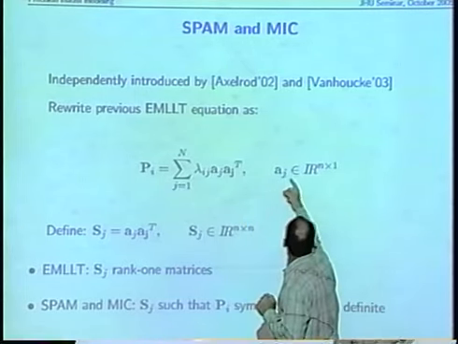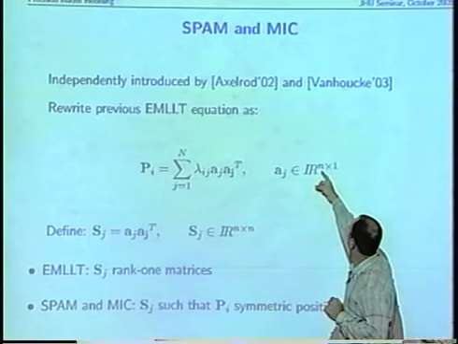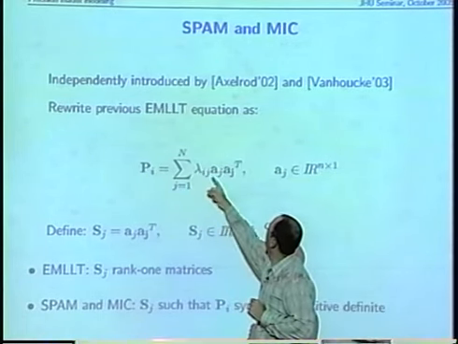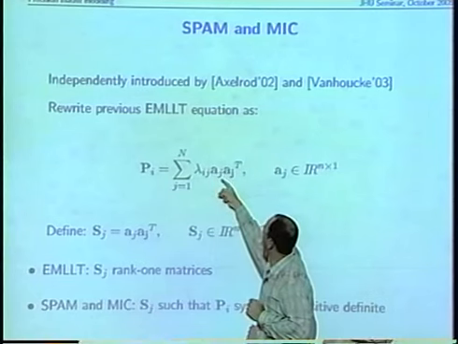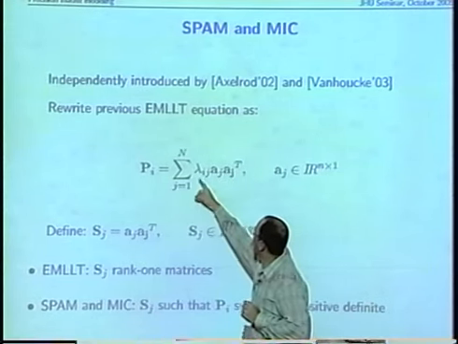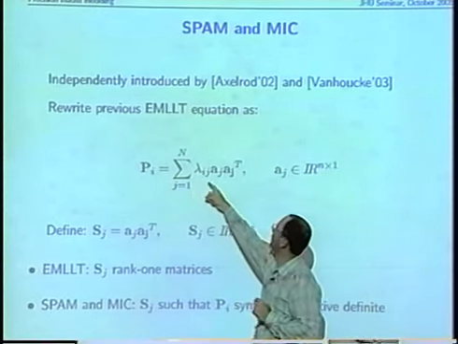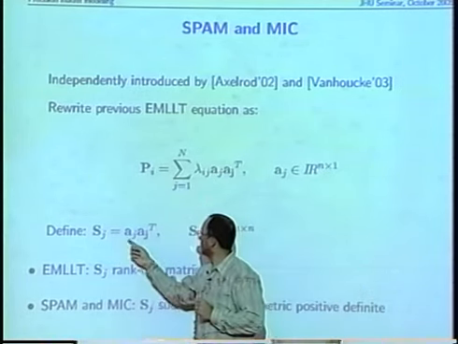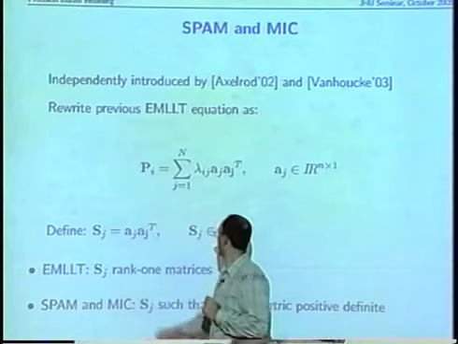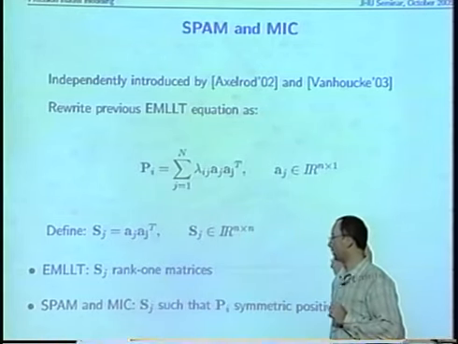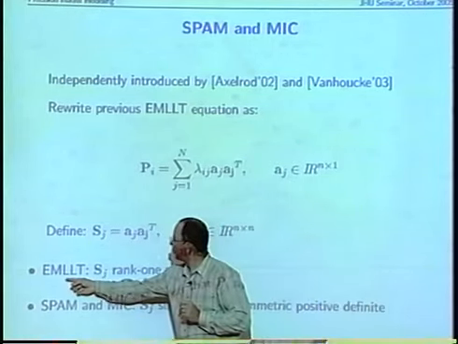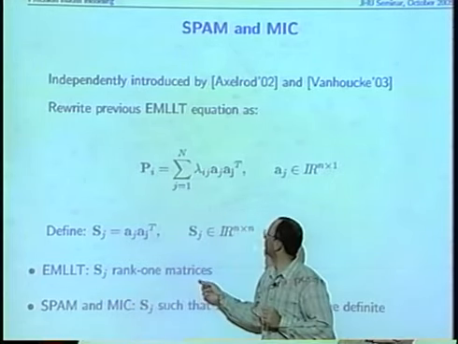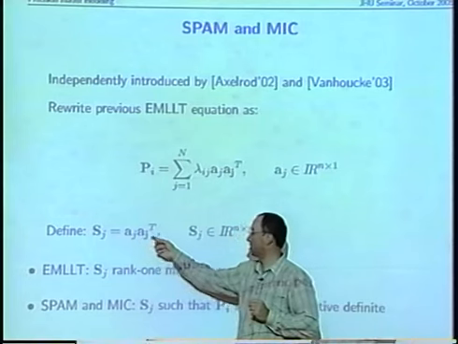So Aj is a column vector, like I said, of size lowercase n times 1. And we have capital N such column vectors, and capital N linear coefficients in front of those rank 1 matrices. So let's call this rank 1 matrix capital Sj. If you have an EMLLT model, then Sj is a rank 1 matrix. Of course, it's Aj times Aj transpose.